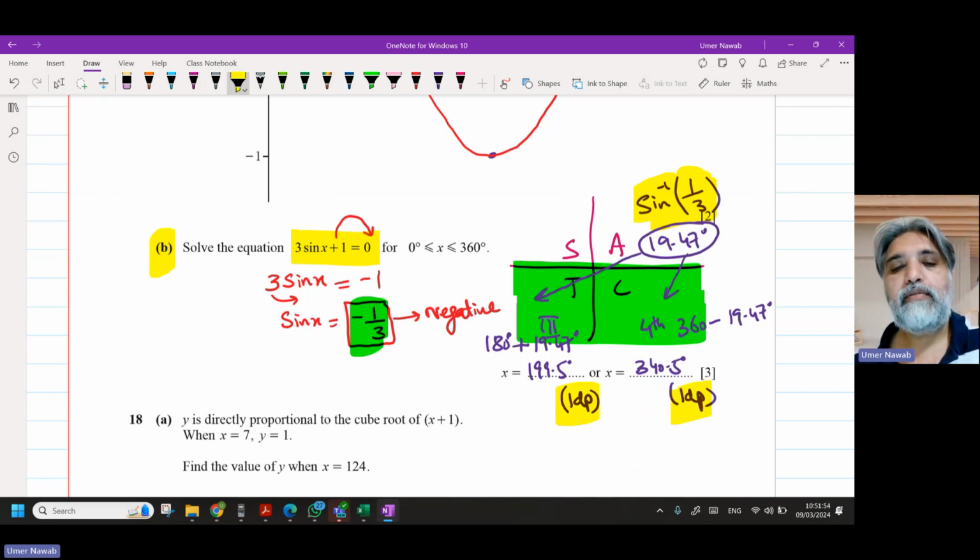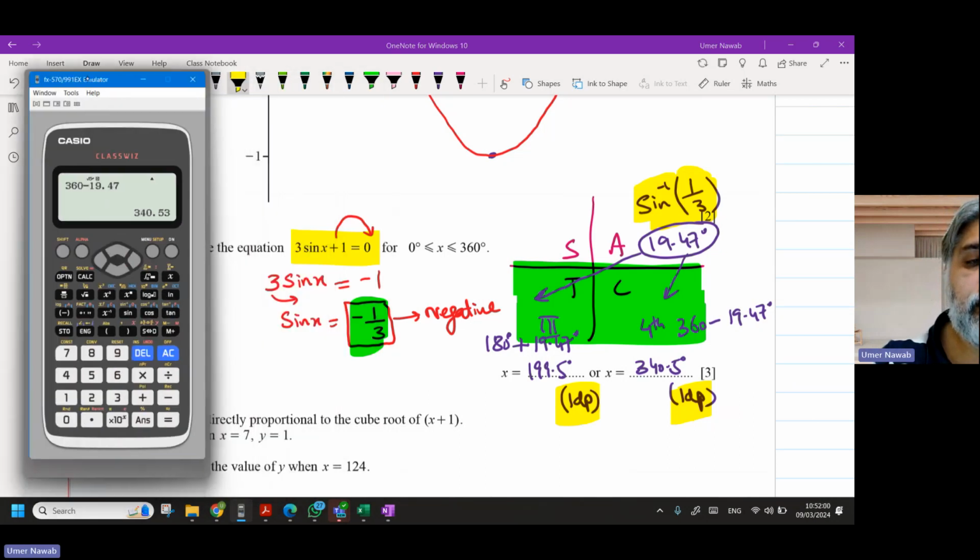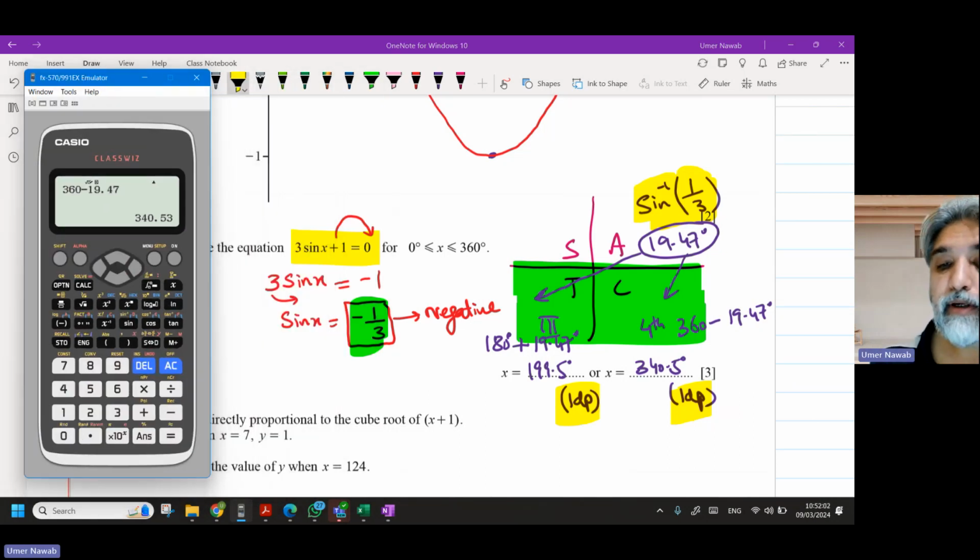Now, if a student says, Mr. Omar, I don't know how to get it, but he can get the answer from a calculator, he has to show some method here, working here. The examiner might cut your marks because he will think the student has got his answer from a calculator. So let me write 3 sine of x. This is just for the sake of verification.